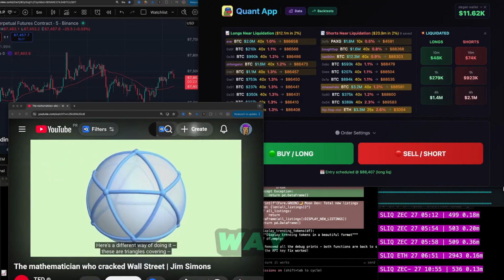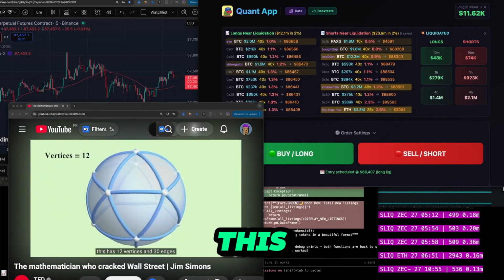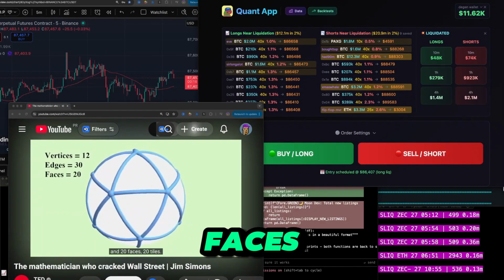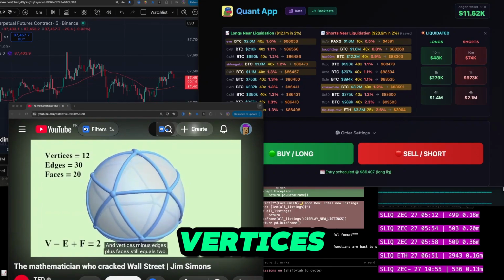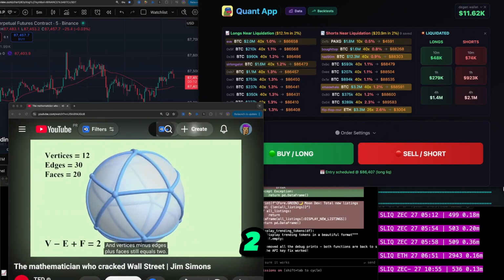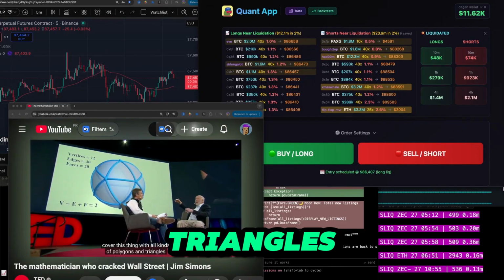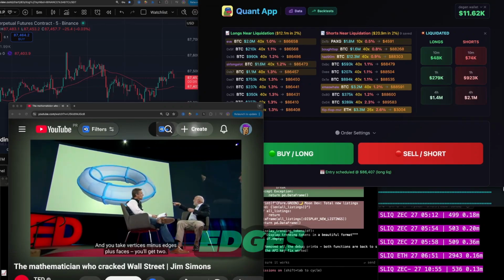Oh, here's a different way of doing it. These are triangles covering. This has 12 vertices and 30 edges and 20 faces, 20 tiles, and vertices minus edges plus faces still equals 2. And in fact, you could do this any which way. Cover this thing with all kinds of polygons and triangles and mix them up. And you take vertices minus edges plus faces, you'll get 2.